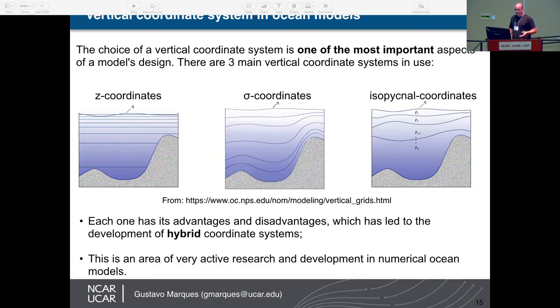So in reality, we would combine the best of all of these and create a grid. And that's what has led to the development of the so-called hybrid coordinate systems, which we have the capability for in the new model MOM6. And again, I want to emphasize that the coordinate system in ocean models is an area of very active research and development.